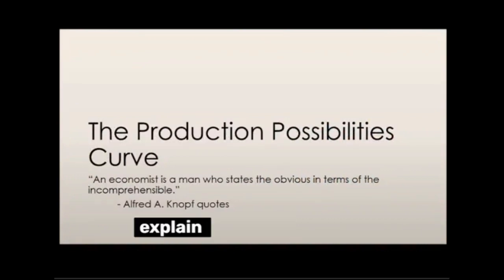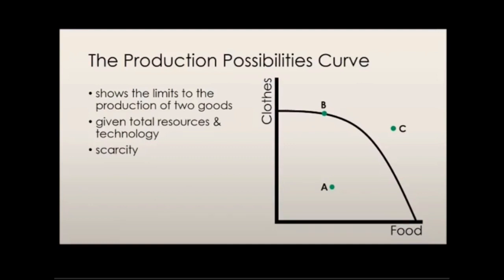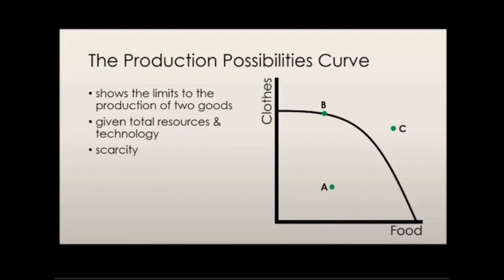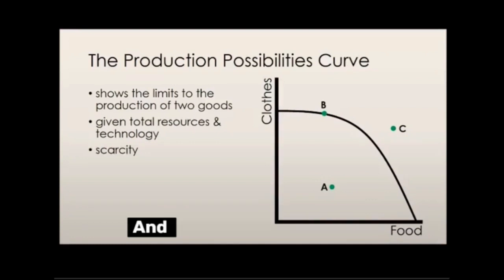Let's start by talking about the production possibilities curve. To explain the concept of the production possibilities curve, let us imagine that we are in some economy where only two goods are produced, food and clothes. In this economy, there is no international trade and no government either. In our economy, the production possibilities curve is showing us the upper bound, or upper limit to production. We can't produce outside the production possibilities curve because we don't have the resources to do that. Any point inside the curve is attainable because it is below the maximum possible production.